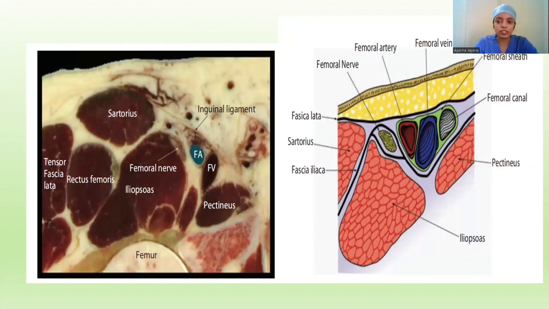It is important to notice the relationship of the femoral nerve to the vascular structures in the inguinal region. From medial to lateral, there is the femoral vein, femoral artery, and the femoral nerve. That is commonly known as the VAN arrangement.